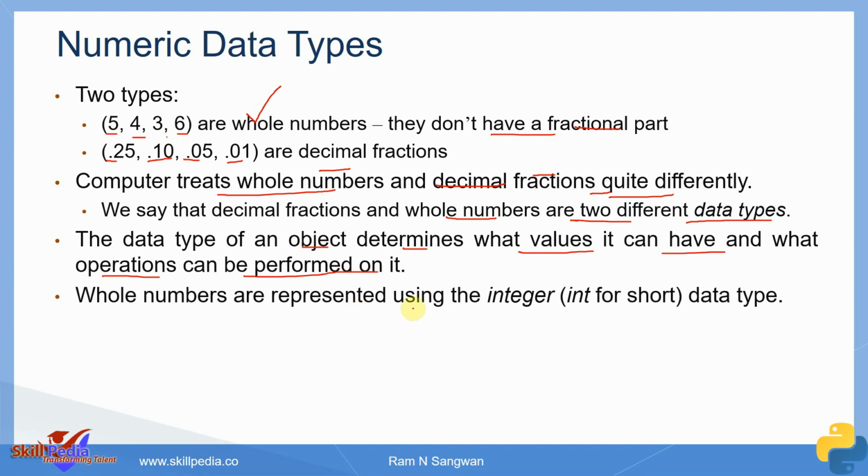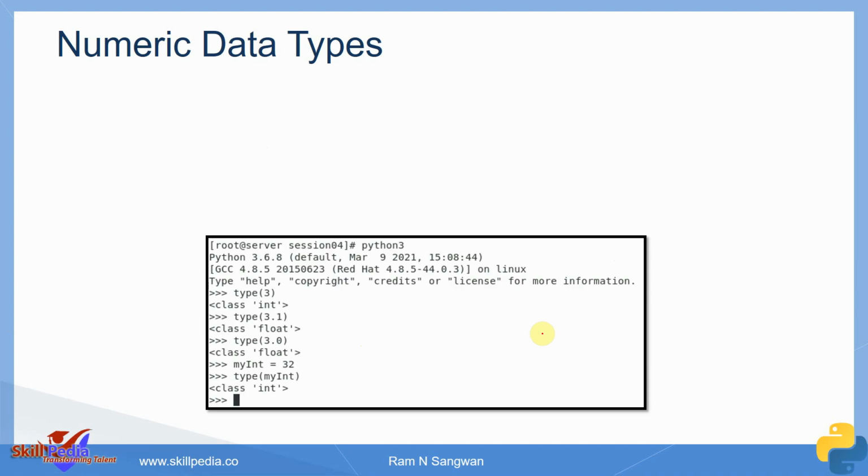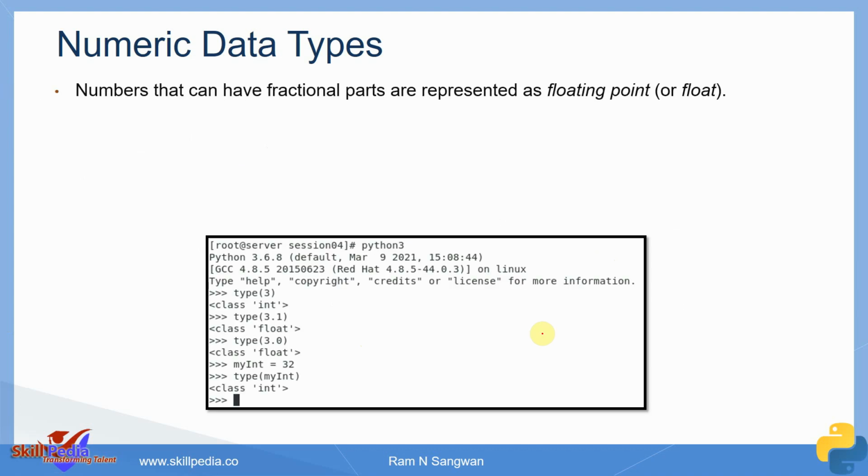The whole numbers are represented using integer. The short form is the int data type. These values can be positive or negative whole numbers, like -3, +27. This is an example of a numerical data type. You can directly start at the Python prompt also. I started the Python prompt. Type of 3. So what do you expect?